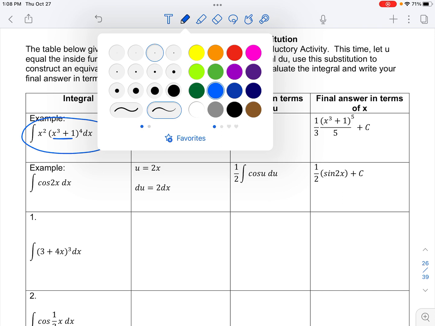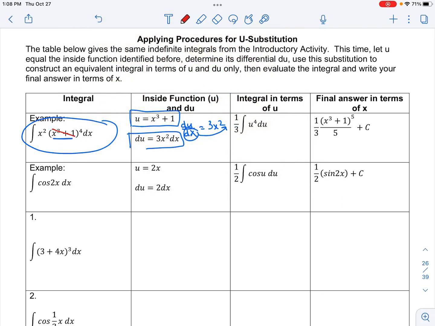So notice what I can do is this piece becomes u. So I have u to the fourth. That takes care of that. Now everything else left over, you cannot integrate u's if you have x's mixed in. We have to have it also in terms of du. But notice, x squared dx, which is what I have left, is really part of du.